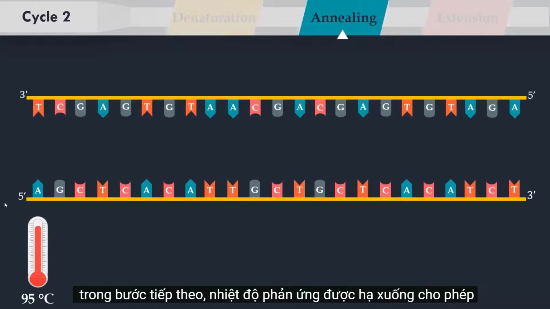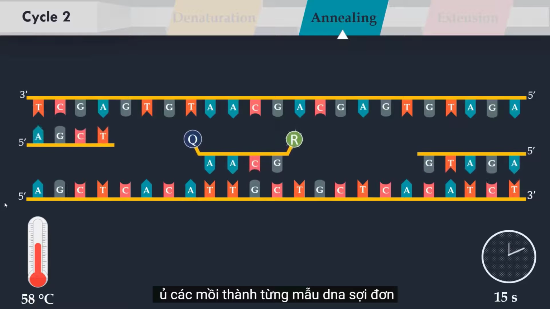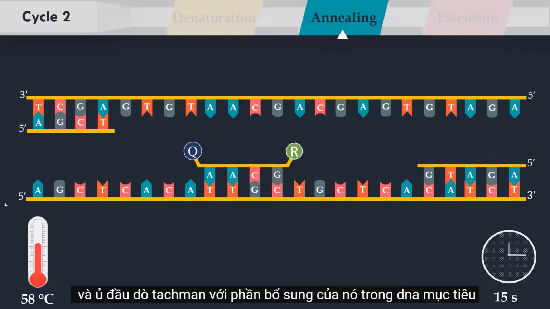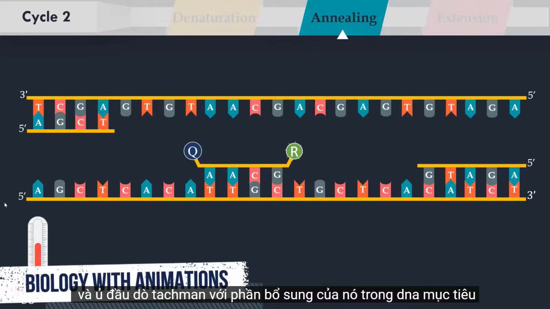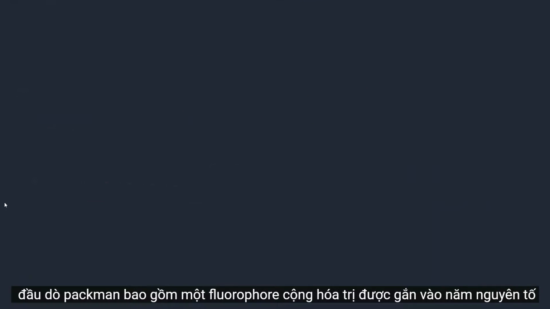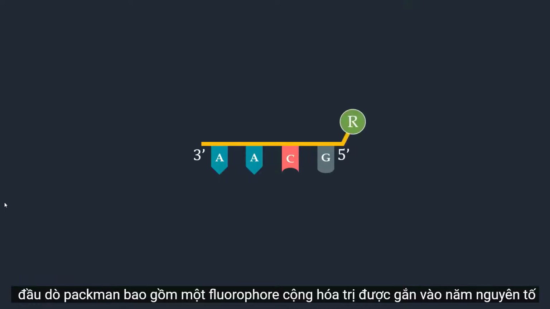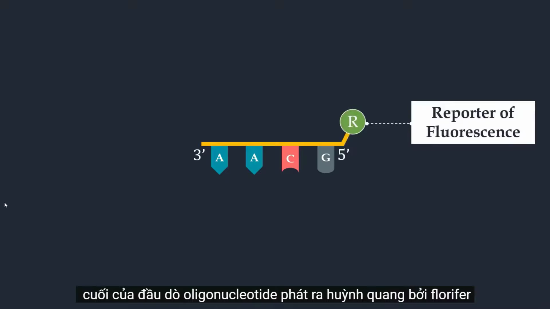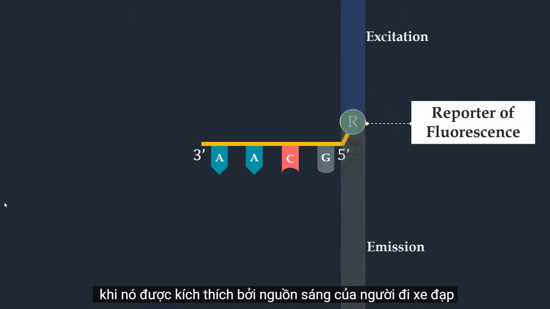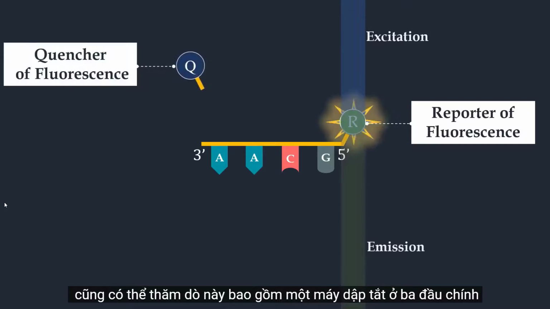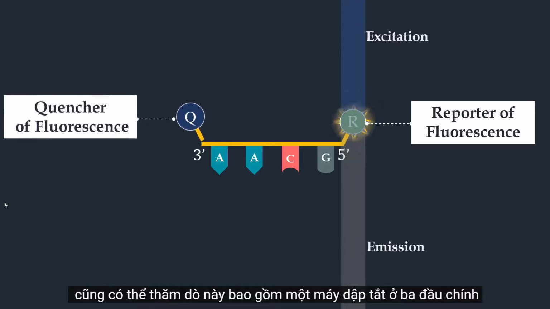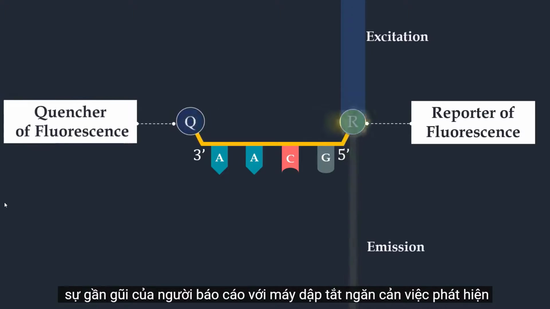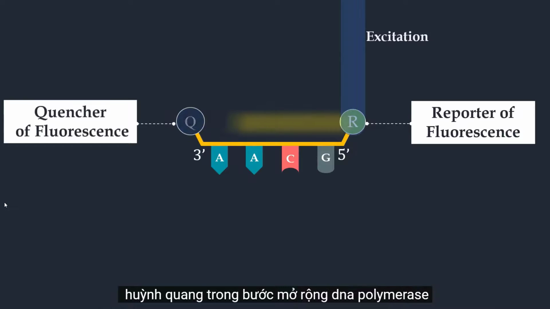In the next step, the reaction temperature is lowered, allowing annealing of the primers to each of the single-stranded DNA templates and annealing of the TaqMan probe to its complementary part of the target DNA. The TaqMan probe consists of a fluorophore covalently attached to the 5' end of the oligonucleotide probe. The fluorescence is emitted by the fluorophore when it is excited by the cycler's light source. Also, this probe consists of a quencher at the 3' end. The close proximity of the reporter to the quencher prevents detection of its fluorescence.